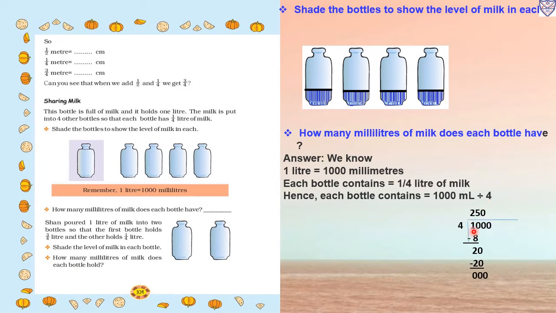First we will take 10. 4 twos are 8. 10 minus 8 we will get 2, and 0 we will carry down, so it will become 20. In the 4 table, when 20 comes, 4 5s are 20. The other 0 is there, so we will carry it down, and in the quotient we will write 0. So how much milk is in the bottle? That is 250 milliliters of milk.